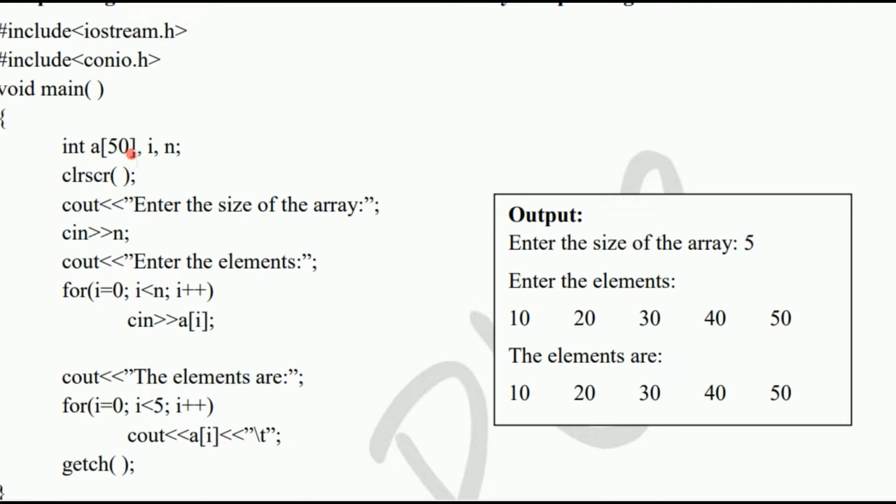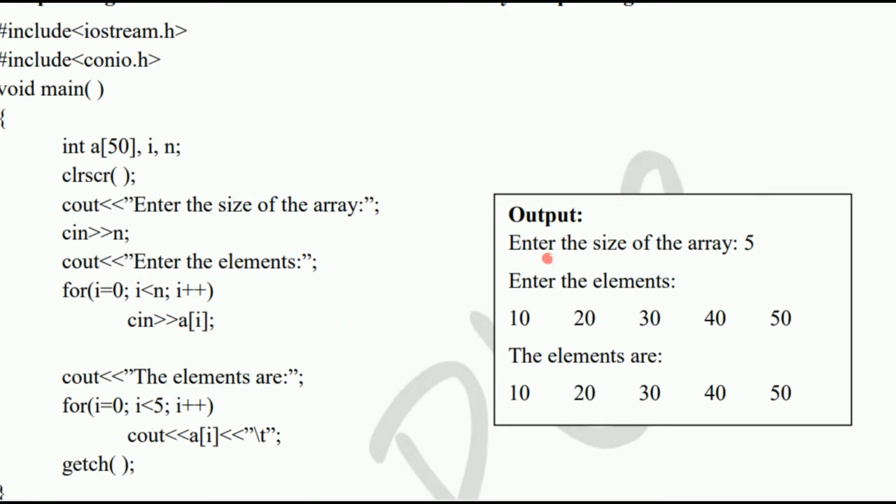The meaning is from a[0] to a[49], we can store different values. Then i to take the subscript values, and n to take the number of values. So we can cout "enter the size of the array", then cin >> n. Cout "enter the elements" by taking for i = 0; i < n; i++, cin >> a[i]. That means we can take all the elements.